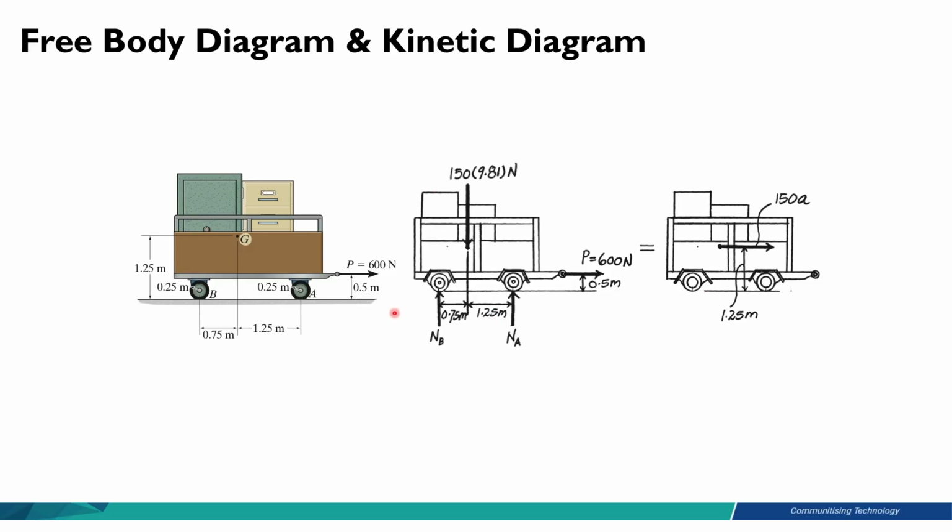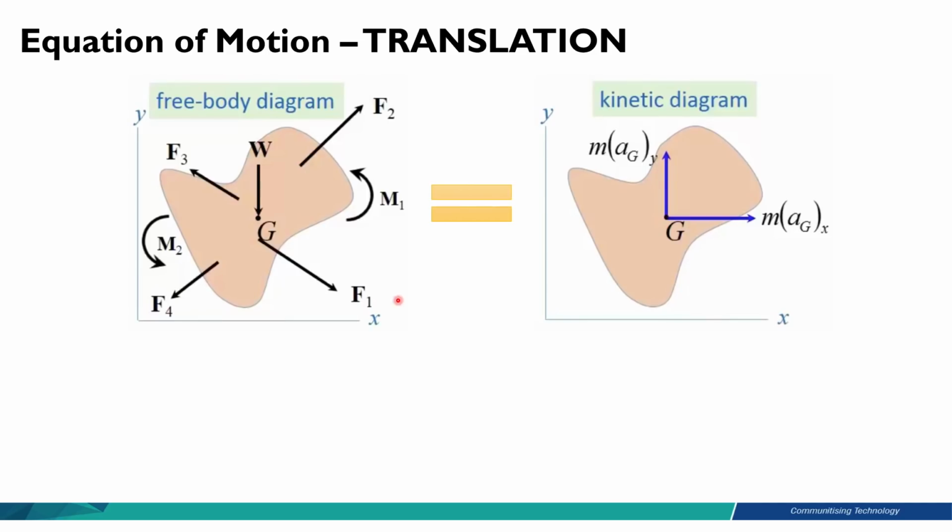So these are two diagrams that you must draw in order for you to solve the problem in this particular chapter. So let's look at the general equation. Say we have this rigid body like this. There are a few forces and moments acting on this rigid body, and there is the weight force pointing at the center of gravity. And for translational case, the kinetic diagram can only have two arrows.